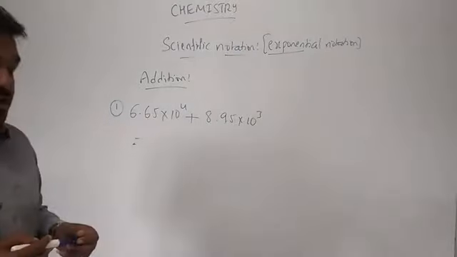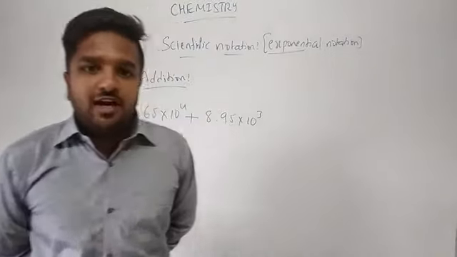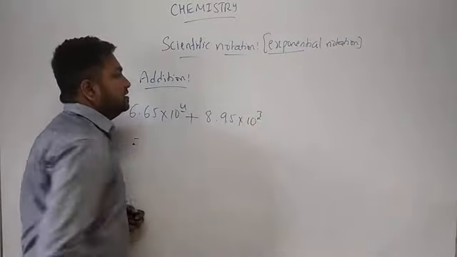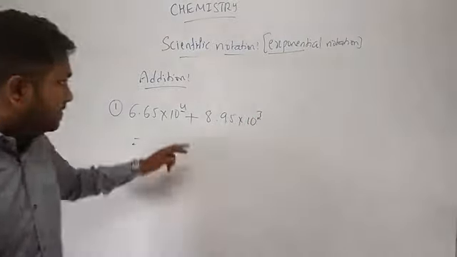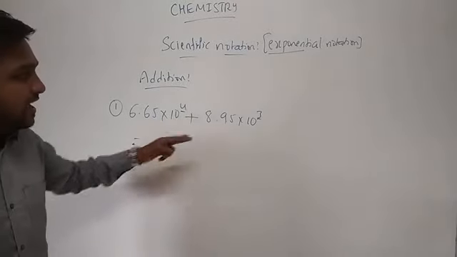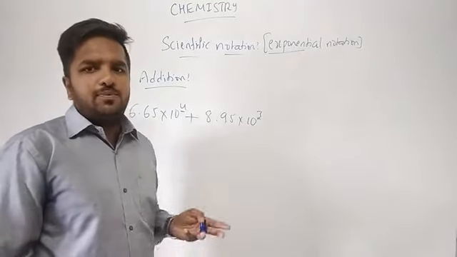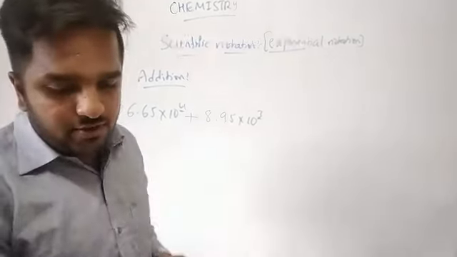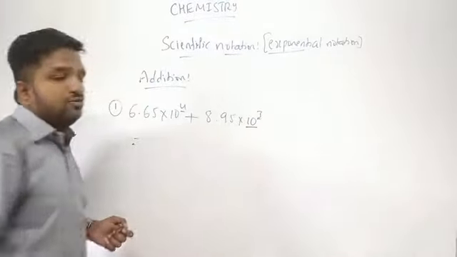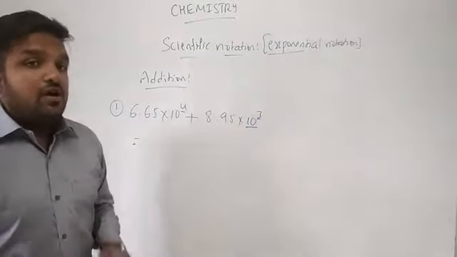You need to focus on the exponents, only for addition and subtraction. Both should be the same. So either you convert 10 to the power of 4 to 10 to the power of 3, or convert 10 to the power of 3 to 10 to the power of 4, whichever is easy for you. Better let us convert 10 to the power of 3 to 10 to the power of 4 itself.